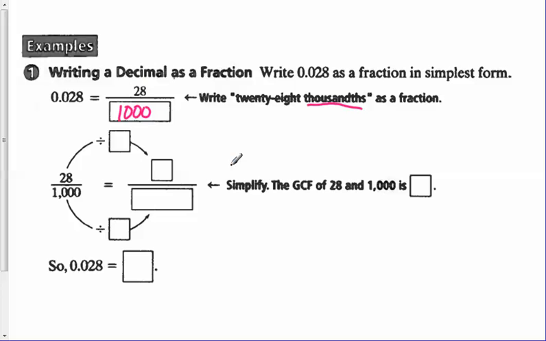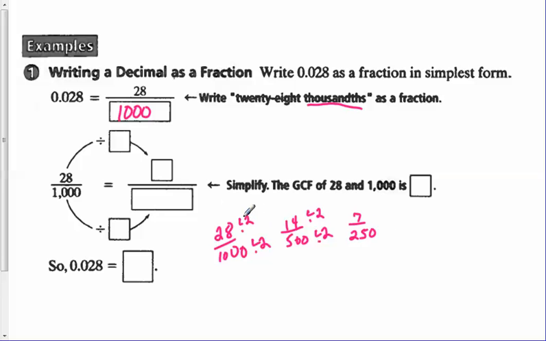And when we look at our greatest common factor that we can factor out to simplify this, well, 28 and 1,000, I see they're both even. So I could divide each one by 2, and that would work. 28 over 1,000, divide each one by 2, and I get 14 over 500. But then I have to factor out another 2, and I get 7 over 250. 7 is prime, so I can't factor anything else out.